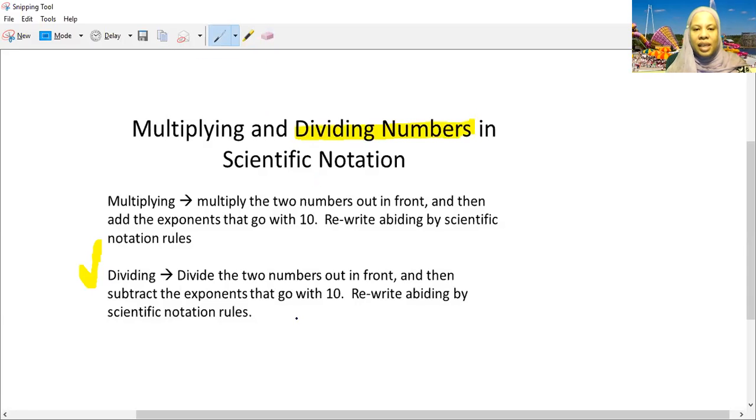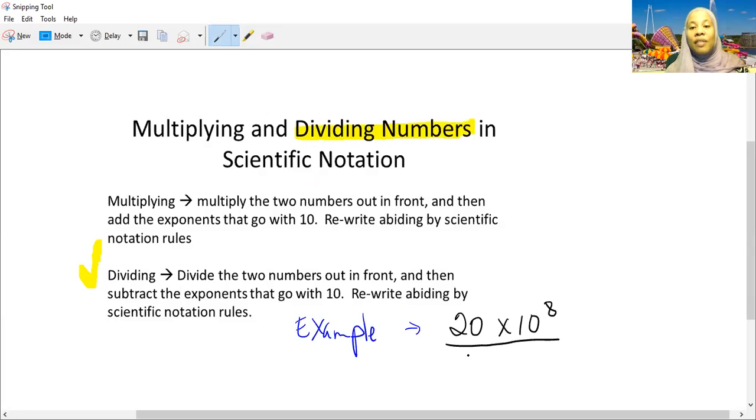Okay, so let me just make an example. Okay, so you can see it. Let's say we have, no, let me change the 10 since we're going to be using so many 10s. Let's say we have 20 times 10 to the 8th divided by 5 times 10 to the 3rd. And I'm going to explain it as we look at the example. It says divide the two numbers in the front. So the two numbers in the front, you have 20 and you have 5.